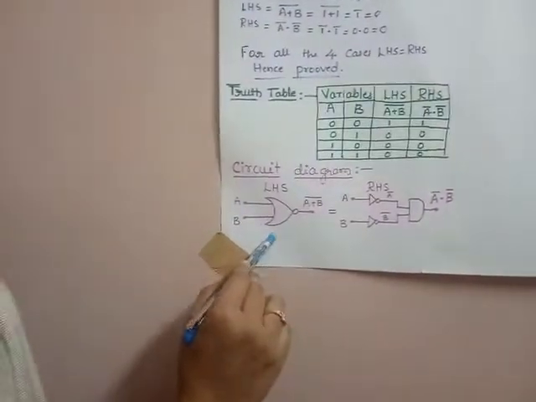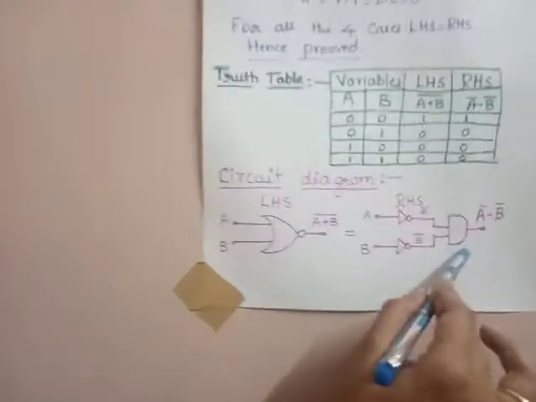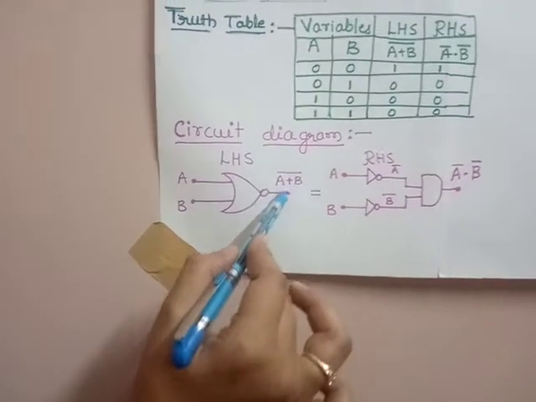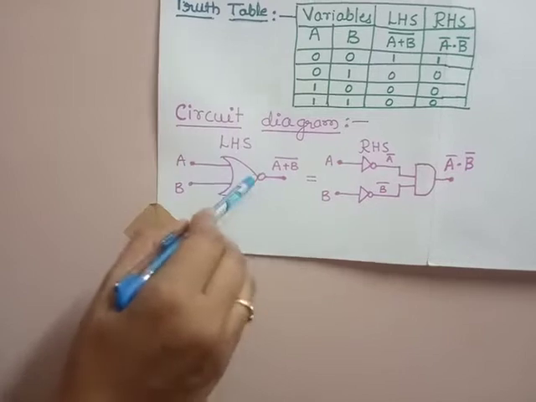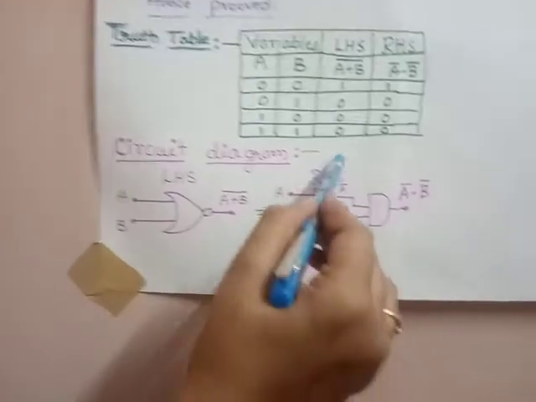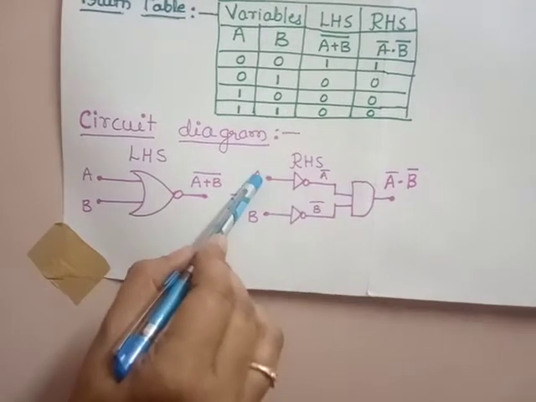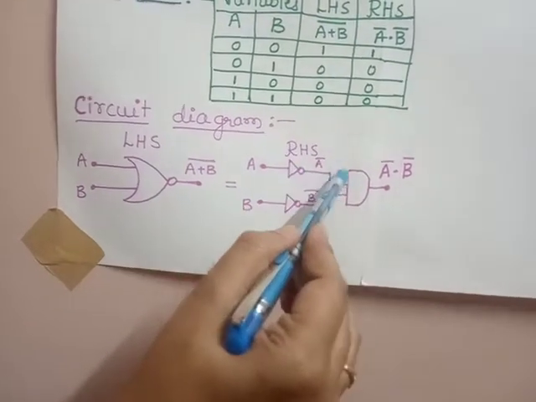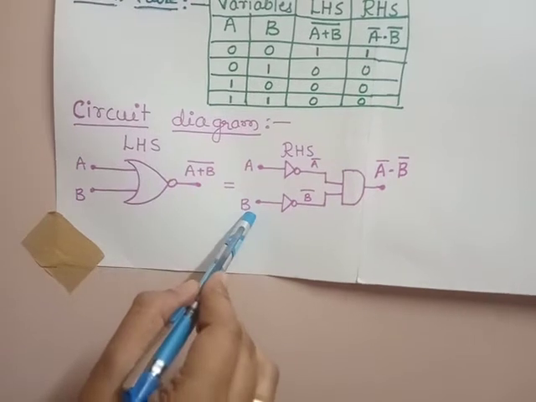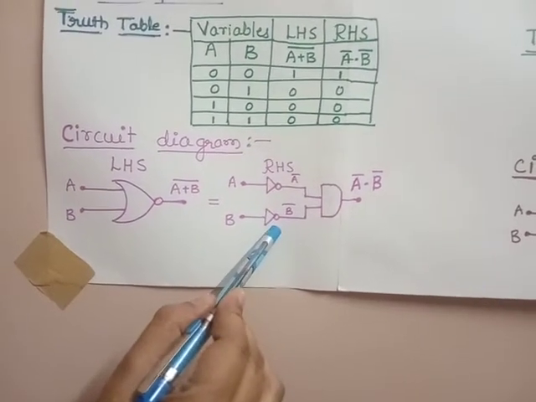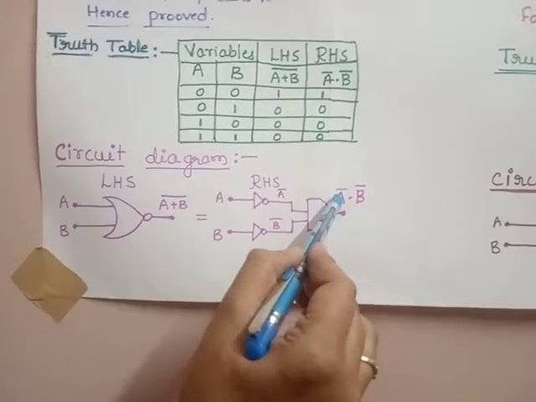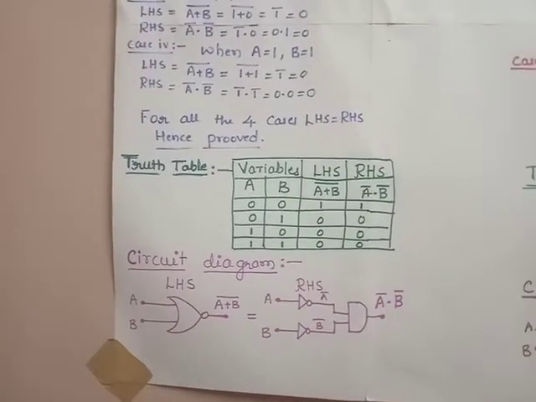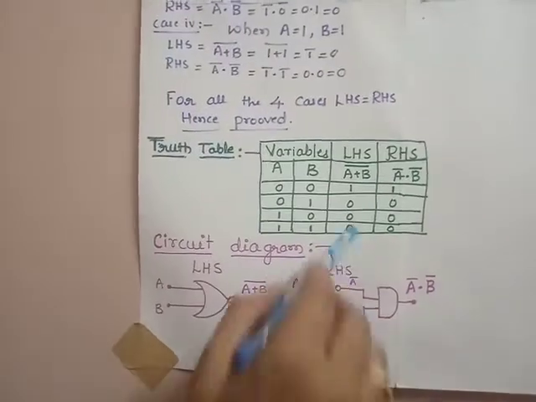Now we have to draw the circuit diagram for LHS as well as RHS. We know that a plus b whole bar is the Boolean expression for NOR gate. So LHS needs one NOR gate. So NOR gate output is a plus b whole bar. RHS is nothing but a bar dot b bar. If we give a as input to NOT gate, output of that NOT gate becomes a bar. And here also, if we give b as input for another NOT gate, output of that becomes b bar. If we apply these two to AND gate, output of that becomes a bar dot b bar. Hence, this is the circuit diagram for the first statement of De Morgan's theorem, LHS as well as RHS.